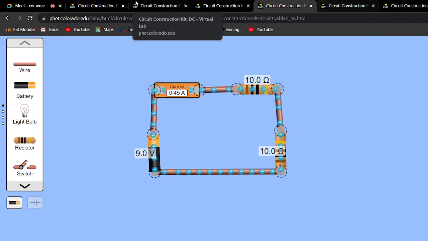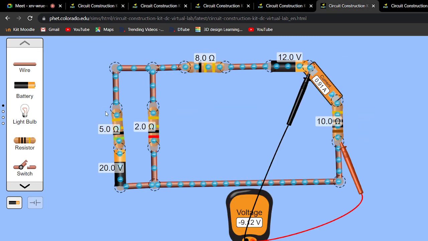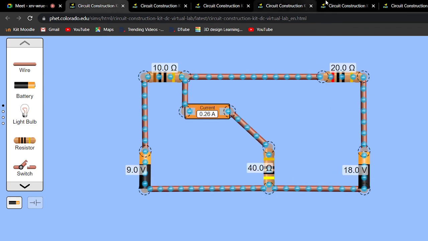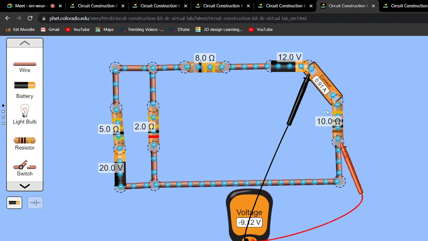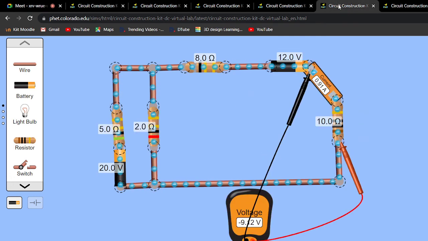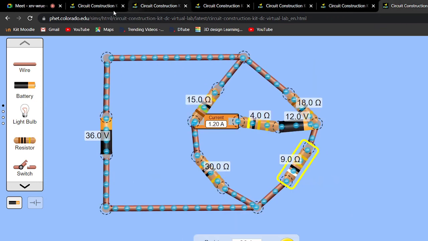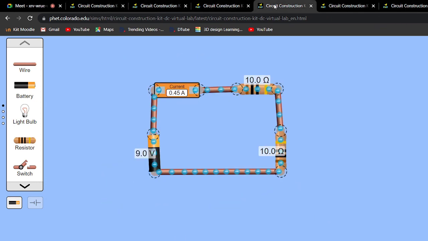Show me the first one again. 0.26. Okay, yes, it is correct. Listen, again show the circuit. Last circuit. This is your 0.26. No, the last circuit of that one. Yes. Now here it is 0.45.